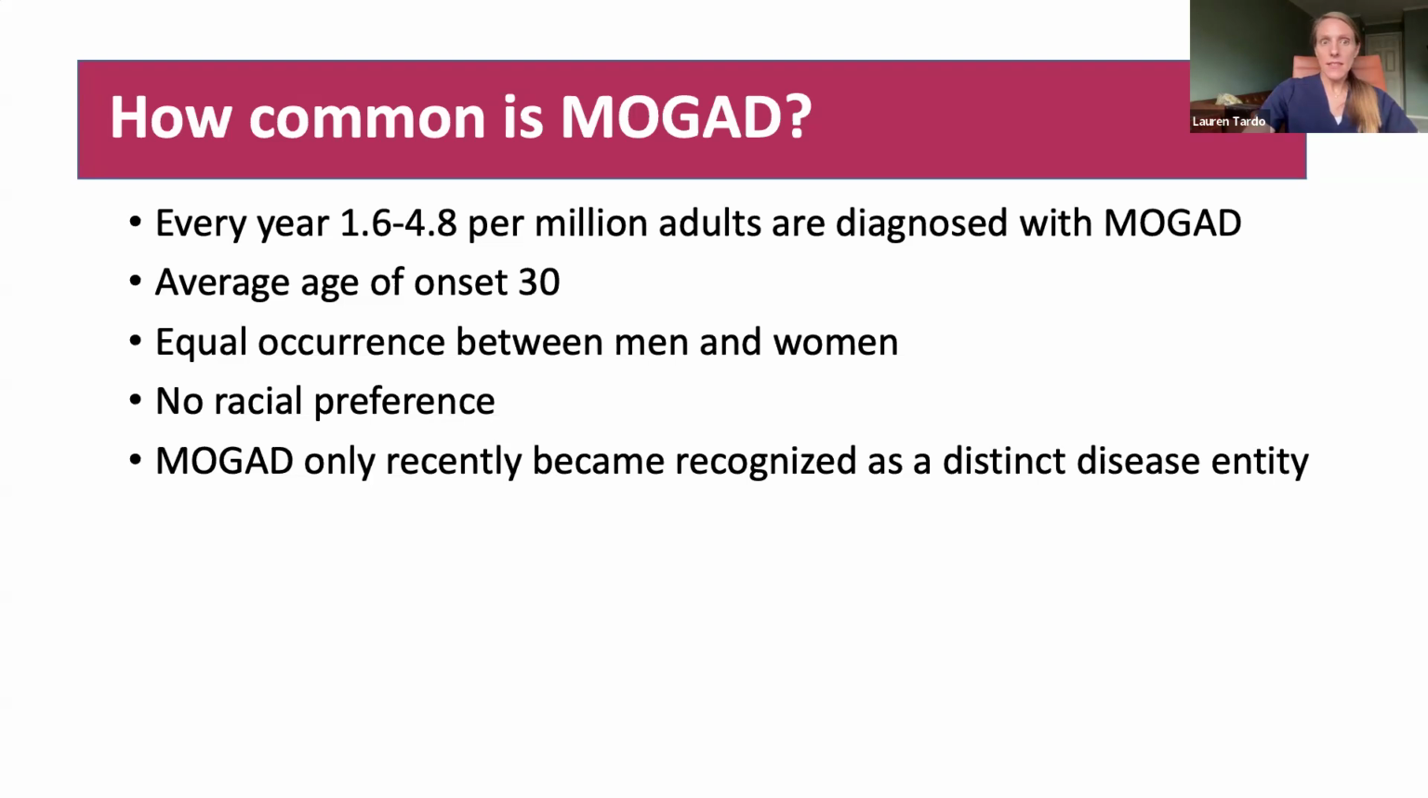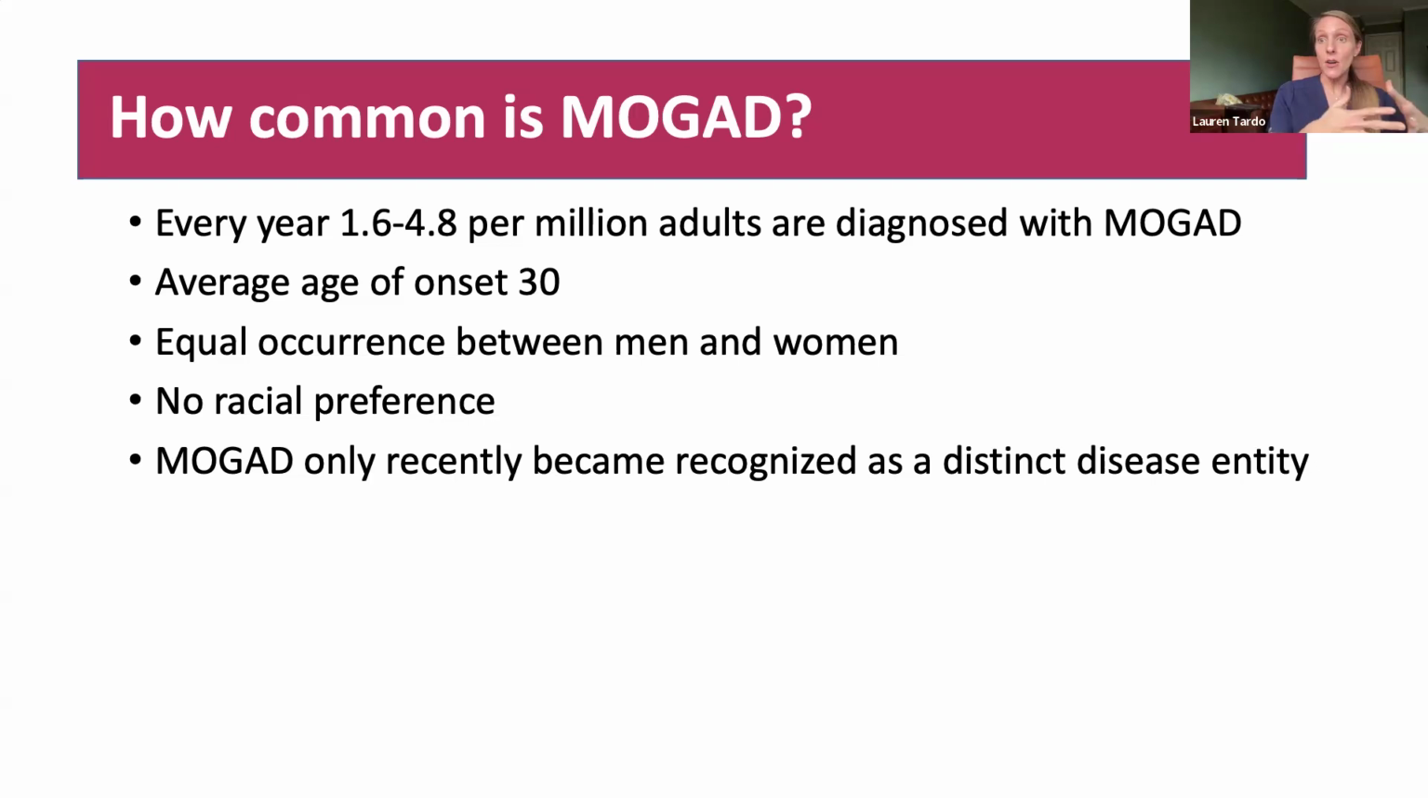Typically, the average age of onset is around 30, although there's a large pediatric population, and we also see patients present well beyond that. So far, we're seeing an equal occurrence between men and women, which is different than some of the other conditions that I treat, like MS, where we see a predominance of women impacted. And so far, we're not seeing a racial preference, but because this has only recently become a distinct entity, these things may change as we learn more and more about the disease.